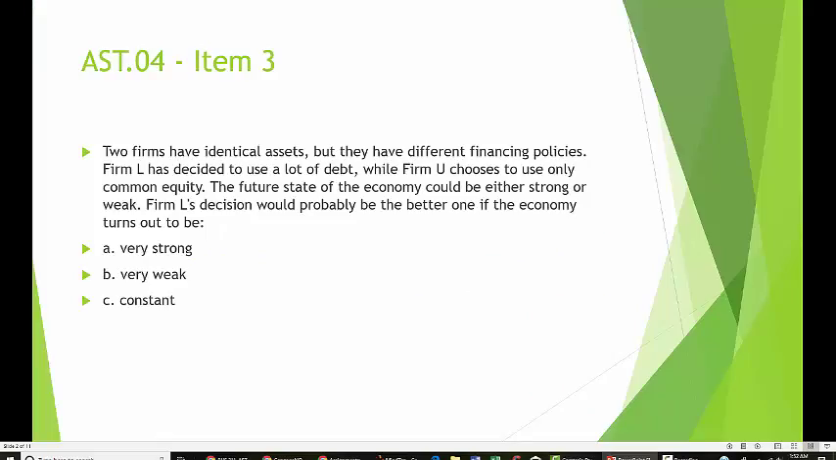The first question that we can take a look at is item number 4, and this deals with the different forms of efficiency in the economy. So if two firms have identical assets but they have different financing policies, firm L has decided to use a lot of debt, which will throw off some interest costs, while firm U chooses only to use common equity, which would pay dividends. Remember that dividends are not expenses on the income statement but represent distributions of income after the income is determined. Dividends are not part of the income statement.